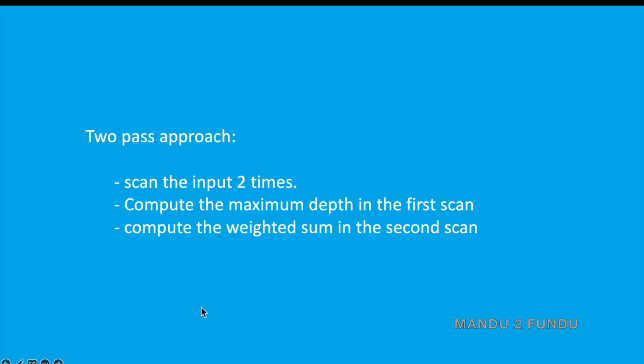Simplest solution is to use a two-pass approach, but it's not efficient. So basically we have to scan the input 2 times and then compute the maximum depth in the first scan using recursion, and then compute the weighted sum in the second scan by traversing the tree recursively.